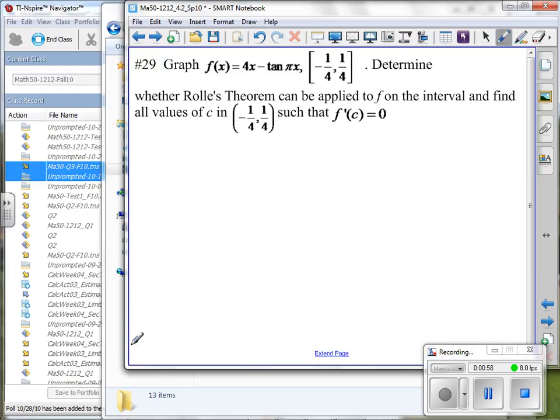Graph the function 4x minus tangent pi x on the interval from -1/4 to 1/4. Determine whether Rolle's theorem can be applied to the function on the interval and find all values of c in that open interval such that the derivative is equal to 0. Now, what I could have said is, determine whether Rolle's theorem can be applied and find all values of c that guarantee it, and just leave off this piece, because that kind of gives you too much if you know Rolle's theorem. But go ahead.